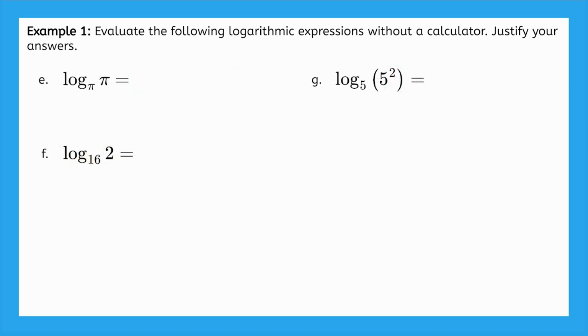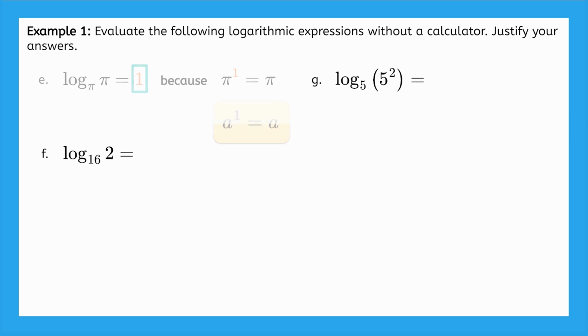Let's look at 3 more logs. Log base pi of pi, log base 16 of 2, and log base 5 of 5 squared. Pause the video and try to work them out yourself. Remember, the properties of exponents might be helpful. Log base pi of pi is the exponent that turns pi into pi. We know that any number to the power of 1 gives us back the same number. Therefore, log base pi of pi equals 1, because pi to the 1 equals pi.